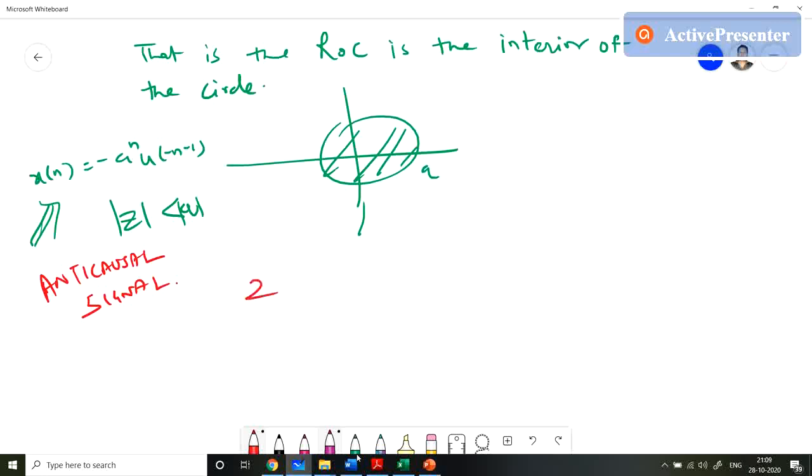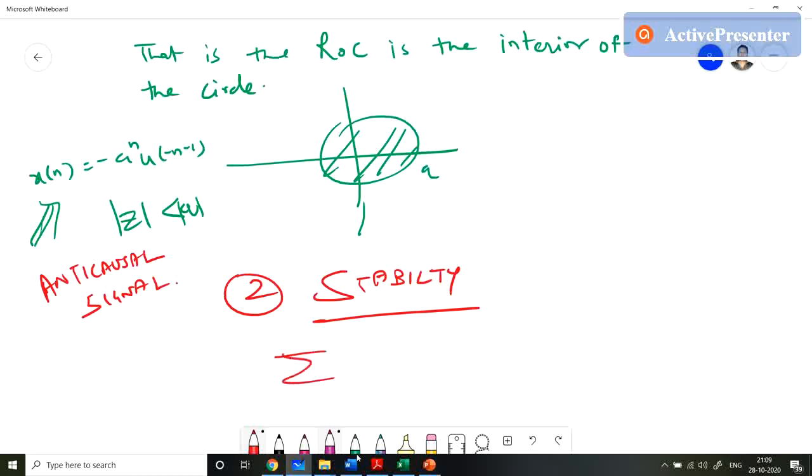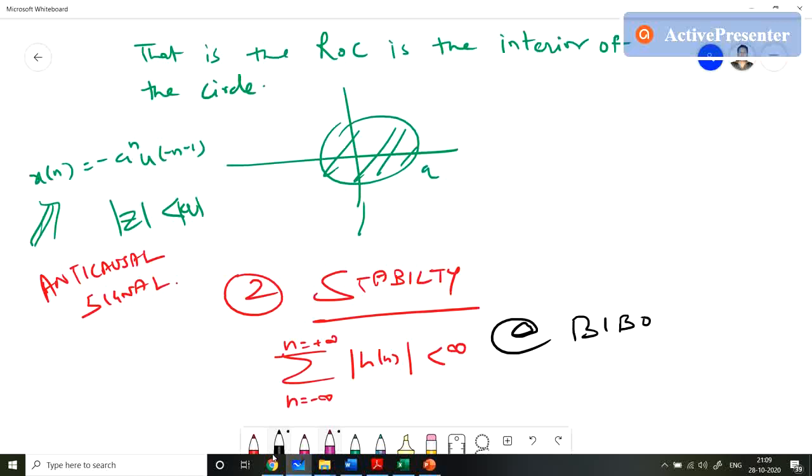So the second characterization is stability, and that is a very important criterion. We know that a discrete time LTI system is bounded input, bounded output stable if we have the condition that the summation from n equals minus infinity to plus infinity of modulus of h(n) is less than infinity. This is the condition for bounded input, bounded output stability.